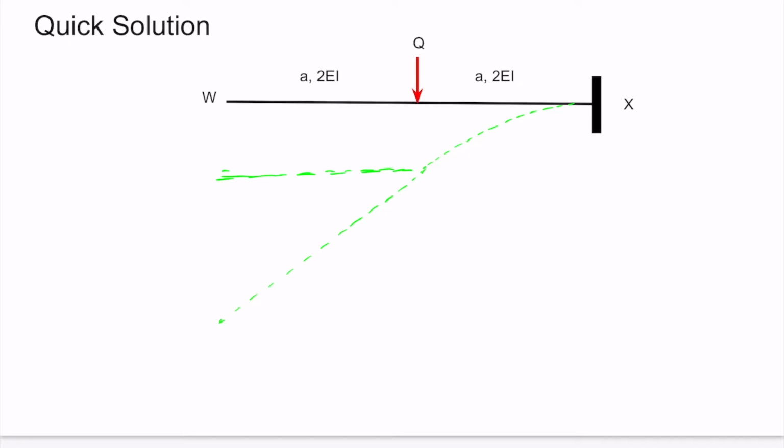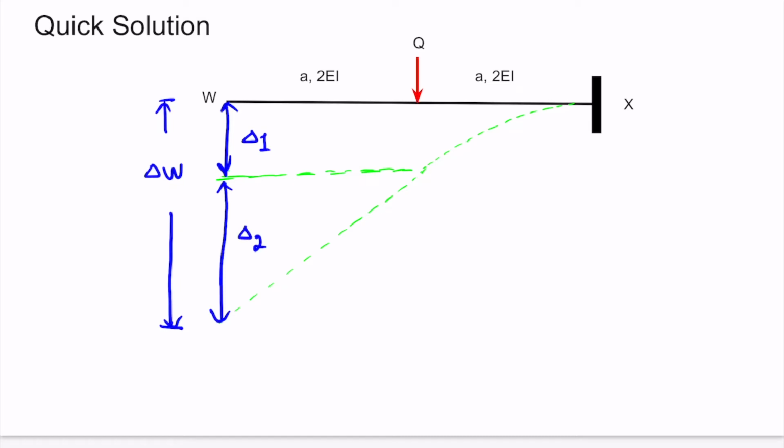So the value of delta W will be the sum of two deflections, let us name them delta 1 and delta 2, right? So what is the value of delta 1 and delta 2 now? Let us suppose the slope here is theta, so it will also be theta.